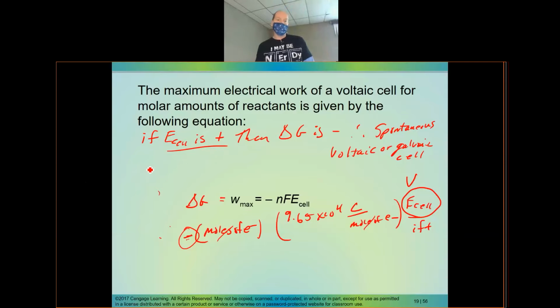So if your E cell is negative, that's a negative number, and n and F are always positive. So you have a negative number times a positive number, with a negative out in front. That's going to give you a positive delta G. So then delta G is positive and it is non-spontaneous. And if you are non-spontaneous, then you have an electrolytic cell.